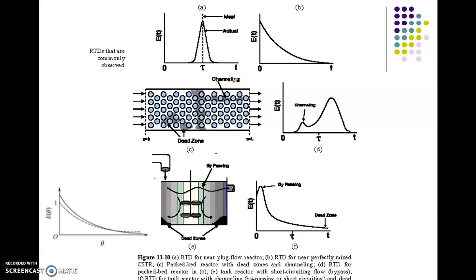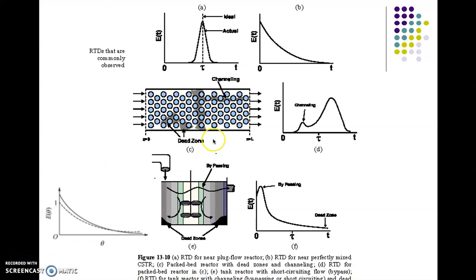Again, let's see what a dead zone is. Sometimes there is a stagnant part in your reactor that is not moving out, which we call a dead zone. Channeling is where some of your liquid takes a shortcut and exits the reactor at a faster time.